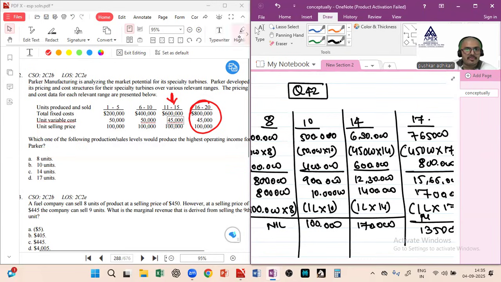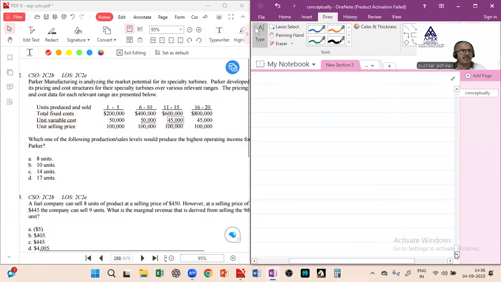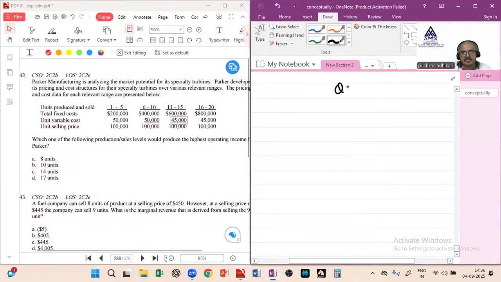So what are they asking you? Which gives us the best profit? The answer is 14 units gives us the best profit. That's it. Simple. I hope you're all able to understand this particular concept. Not too complicated. Very, very straightforward and absolute free marks in the exam. Just you should have the presence of mind. Now, question number 43.